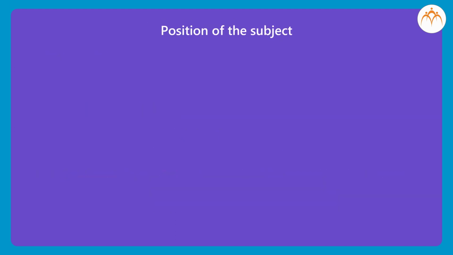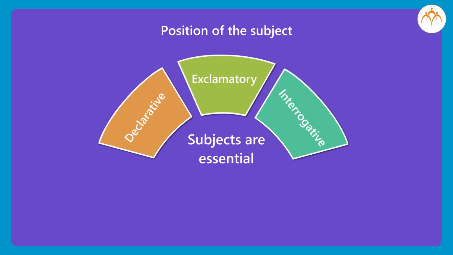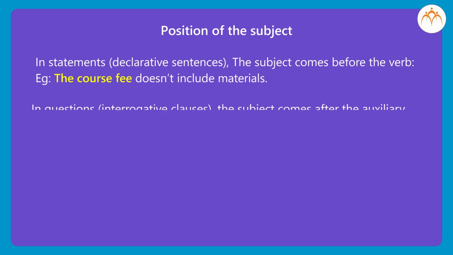Position of the subject. Subjects are essential in declarative, exclamatory, and interrogative types of sentences. In statements, which are declarative sentences, the subject comes before the verb. Example, the course fee doesn't include materials.